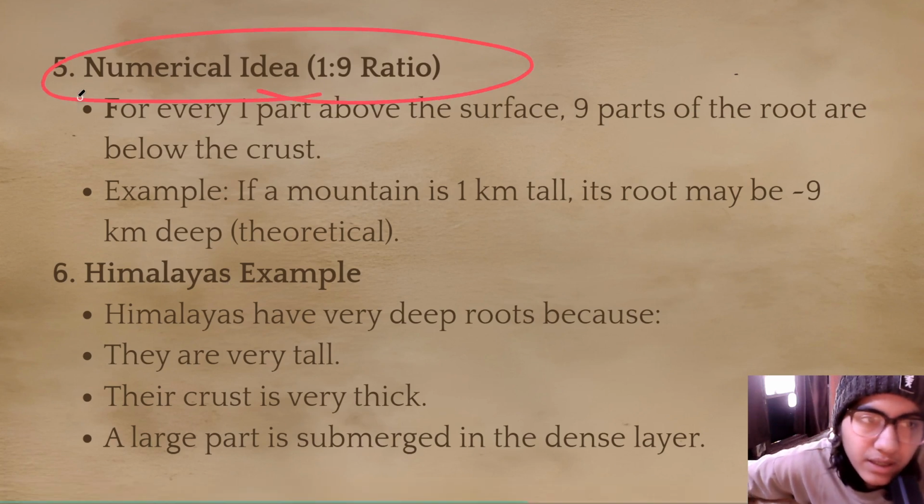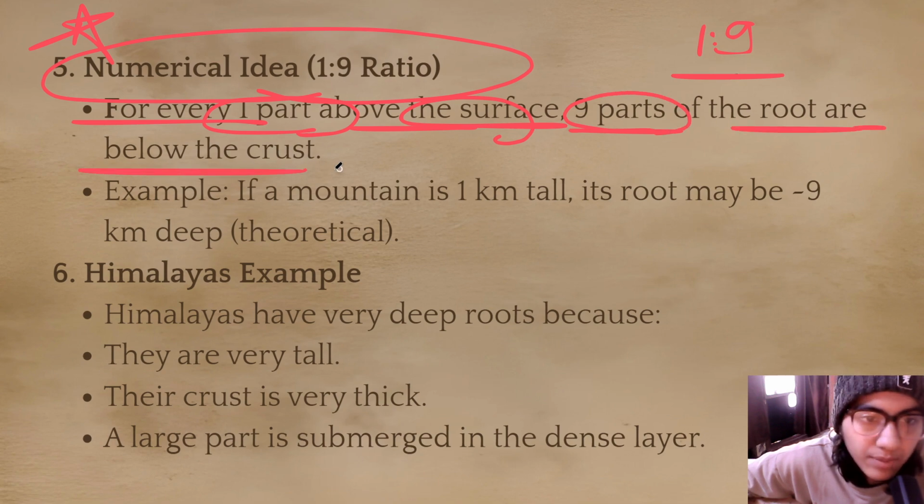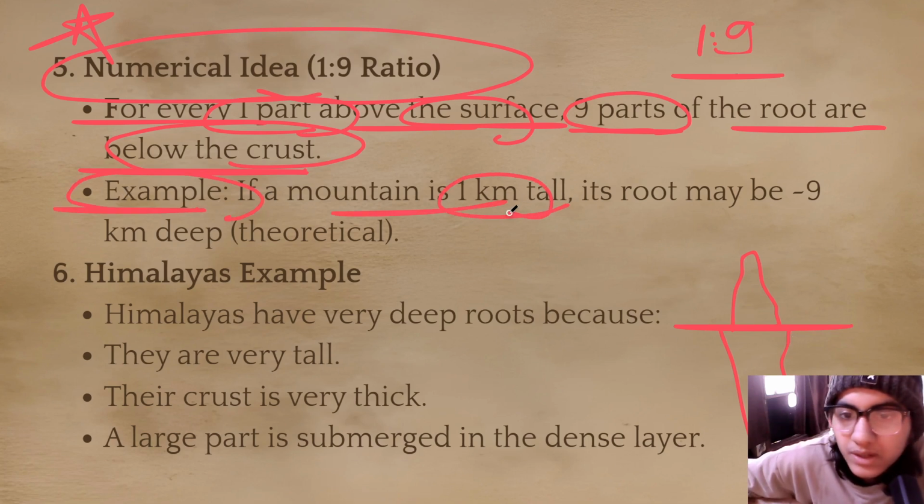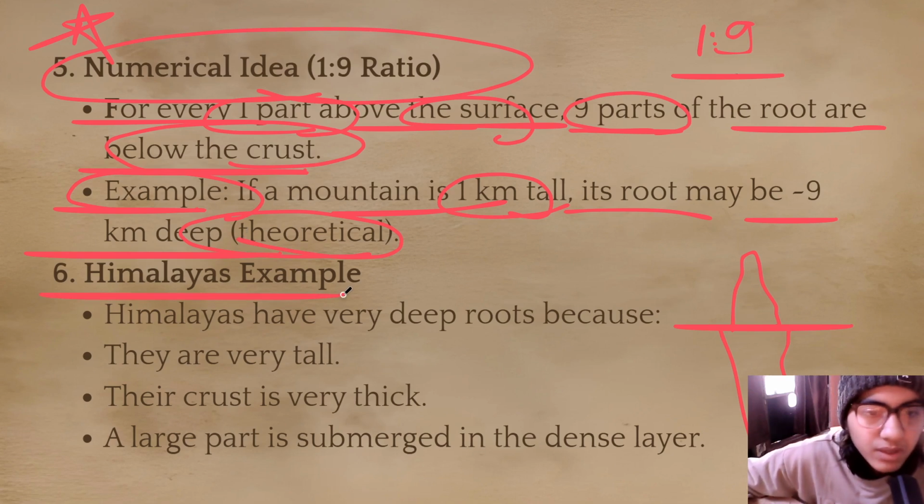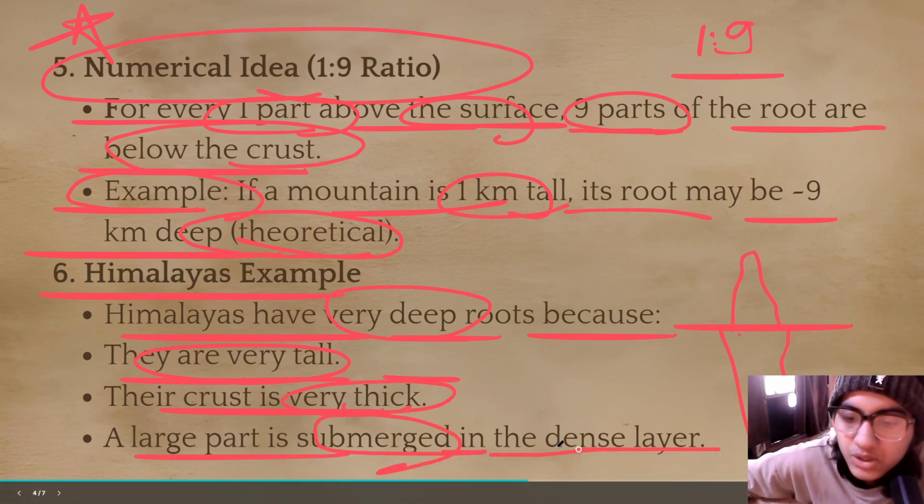The numerical idea given in Airy's theory is the 1 by 9 ratio. What does it tell? For every one part above the surface, 9 parts of the root are below the crust. So if this much is above the surface, this much will be below the surface. Example: if a mountain is 1 kilometer tall, its root may be 9 kilometers deep, theoretically. Himalayas example: the Himalayas have very deep roots because they are very tall, their crust is very thick, and a large part is submerged in the dense layer.